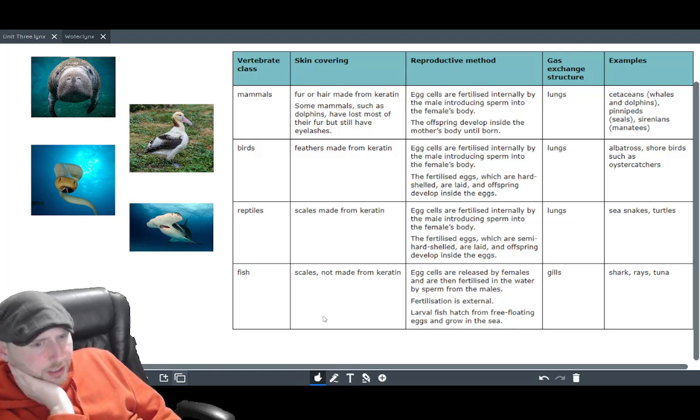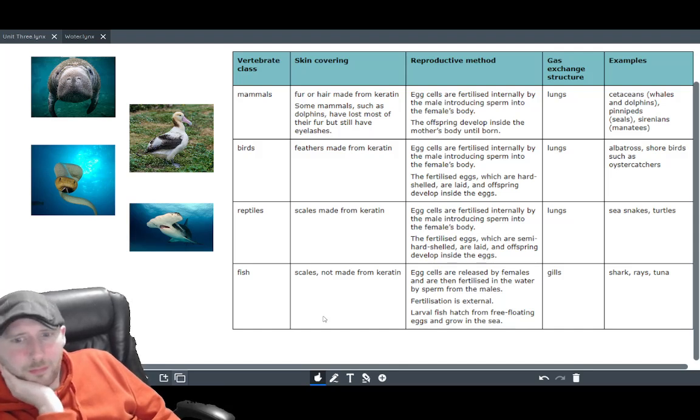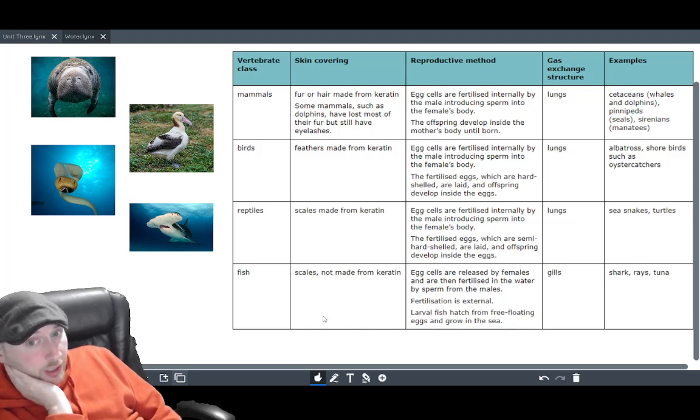But yeah, that's the big difference between mammals. You don't walk around and find a manatee nest full of manatee eggs. That would be weird. So yeah, birds have eggs. Mammals, the young grow up internally. We've then got our reptiles. So again, the egg cells are fertilized internally by the male introducing sperm into the female's body. So same as our birds and mammals.